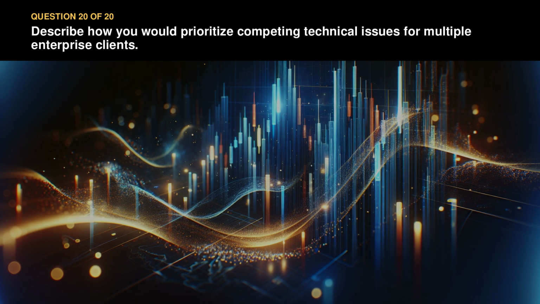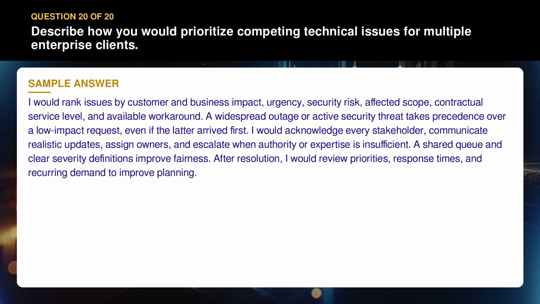Question 20. Describe how you would prioritize competing technical issues for multiple enterprise clients. I would rank issues by customer and business impact, urgency, security risk, affected scope, contractual service level, and available workaround. A widespread outage or active security threat takes precedence over a low-impact request, even if the latter arrived first. I would acknowledge every stakeholder, communicate realistic updates, assign owners, and escalate when authority or expertise is insufficient. A shared queue and clear severity definitions improve fairness. After resolution, I would review priorities, response times, and recurring demand to improve planning.